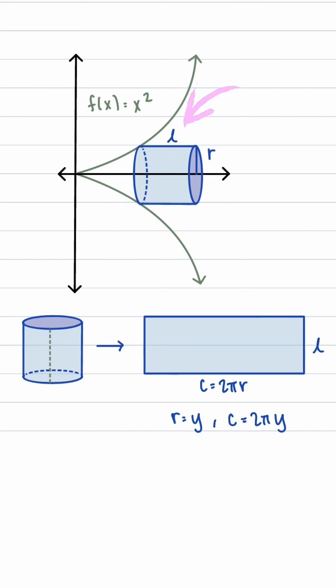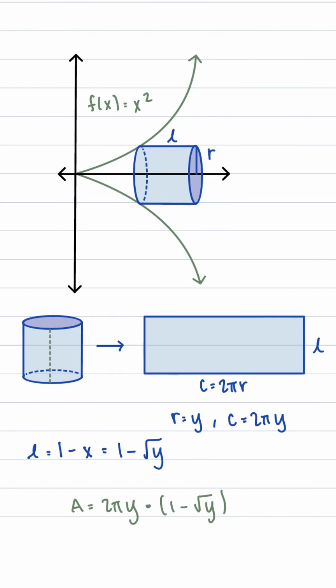Now for the length, this is going to be the entire length of 1 minus the little length of x. But remember, we're integrating in terms of y. So here we can solve for y by taking the square root, and we get 1 minus the square root of y. So here we have the area of this is 2 pi y times 1 minus the square root of y.